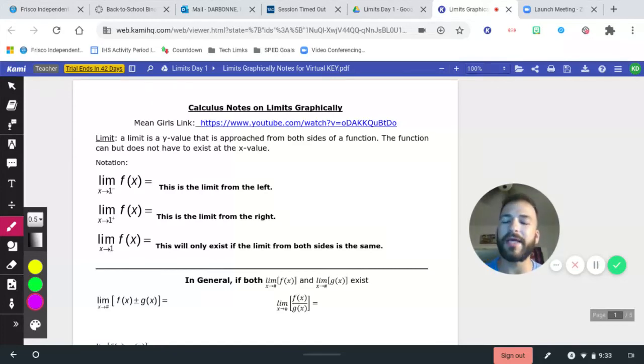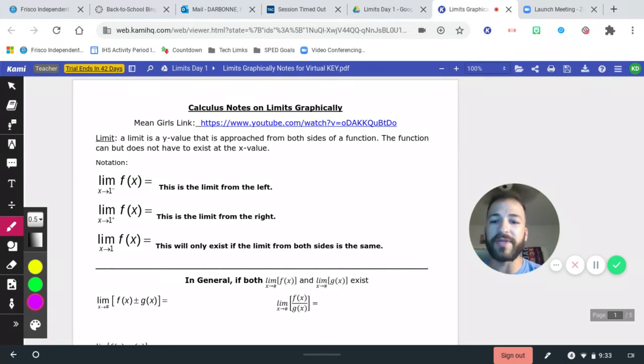Hey all, today we're going to be talking about finding limits graphically. So limits graphically is kind of the intro. It's the first lesson with limits. So whatever you did last year, don't worry if you don't remember limits very well. I'm going to start all the way from scratch.